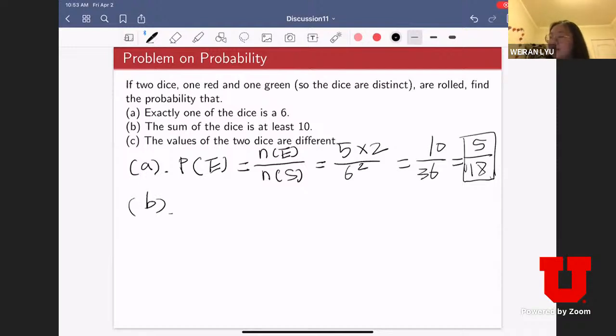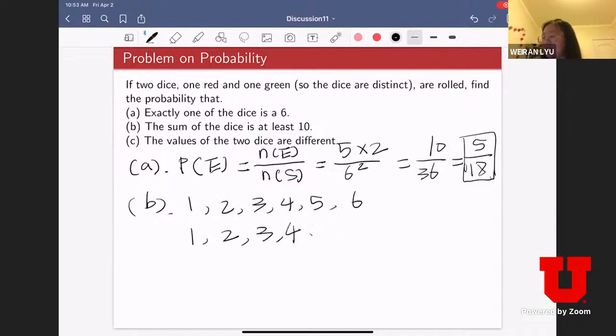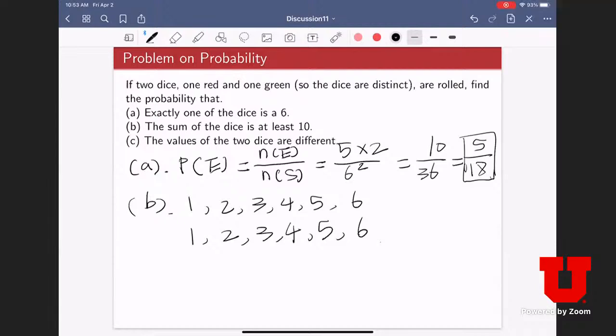All right, let's look at part B. What is the probability that the sum of the dice is at least 10? If we just write out all the possible outcomes on each die, what are the pairs where the sum of the dice is at least 10? 4 and 6, 5 and 5, or 6 and 4.